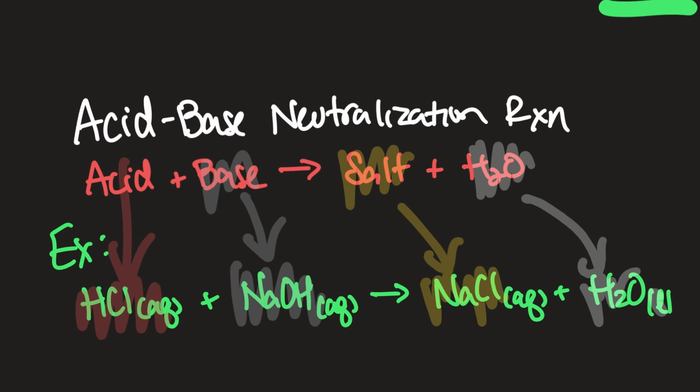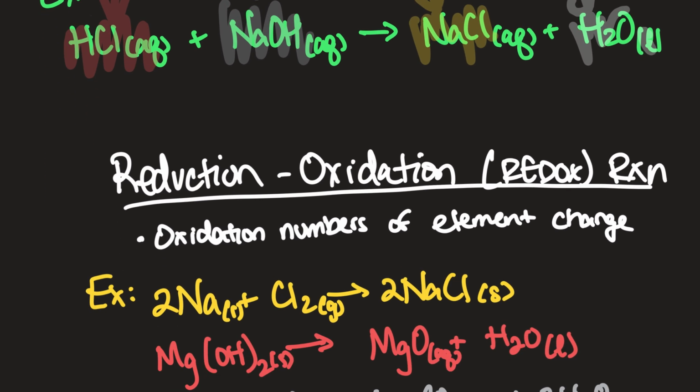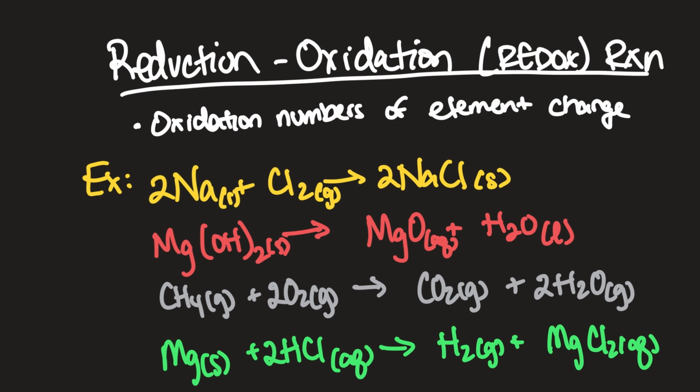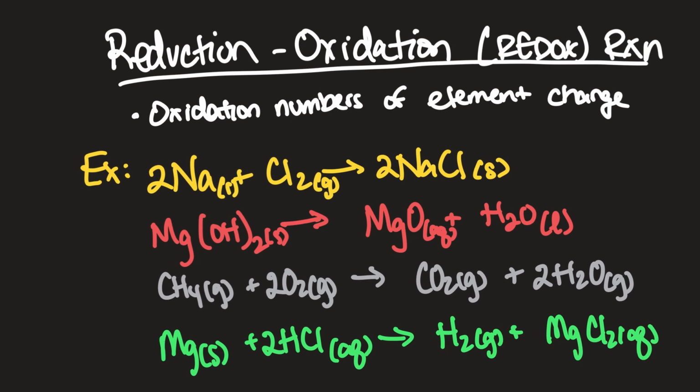Now, for this video, we're going to really focus on what we call reduction-oxidation, or redox reactions. Now, for redox reactions, basically what happens is the oxidation numbers of the elements change, all right? And what we mean by oxidation number is charge, but we'll get into that a little bit later, okay? But the oxidation numbers, or the charges of the elements that you find in the chemical reaction, will change as it goes from the reactants to the product side.